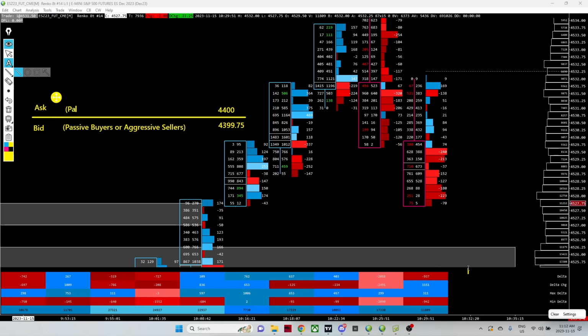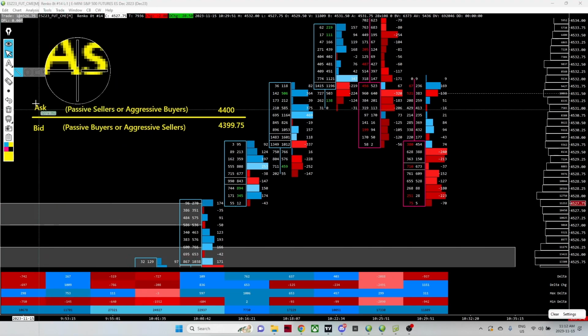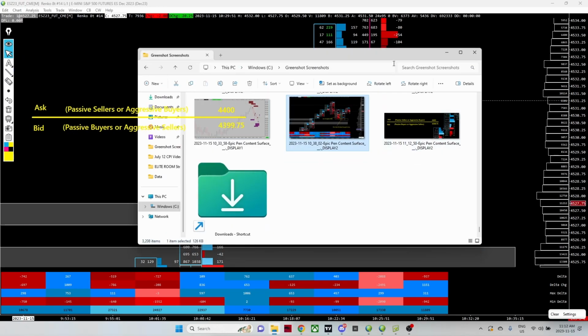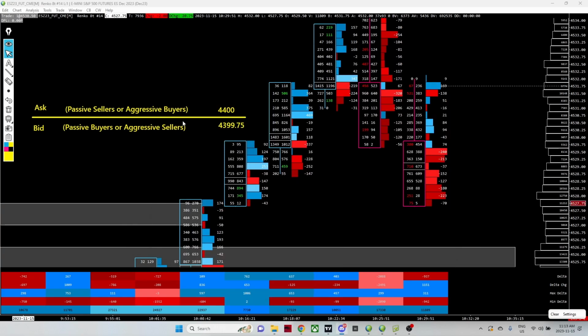Who can transact on the ask? Passive sellers or aggressive buyers. This is how it works. Right here, here's our 4 order types: passive seller, aggressive buyer, passive buyers, aggressive sellers. I'll screenshot this. I'll send it out. This is the only way the market can transact. And this is how it transacts.